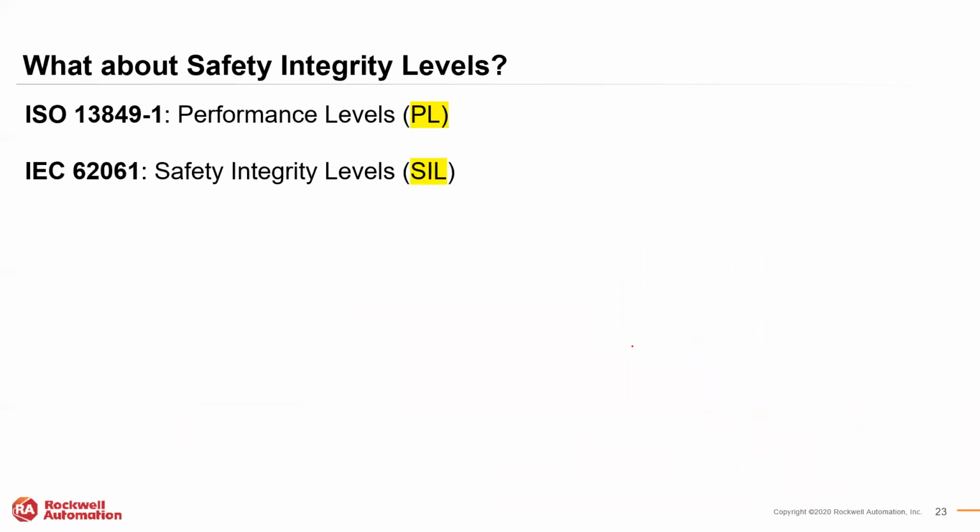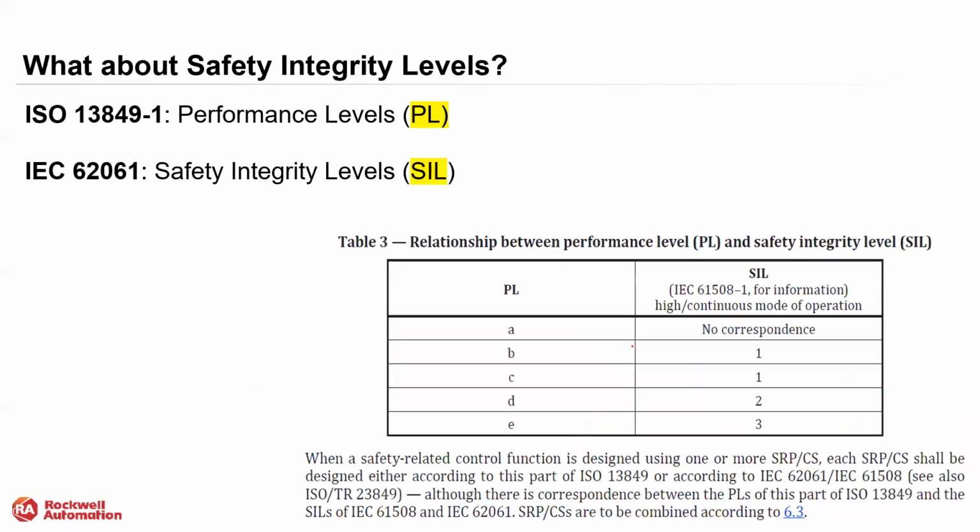So to wrap up and make the tie between performance level and SIL for machinery, there is a table in 13849 Part 1 that helps correlate and say that, for example, if we are performance level D by 13849, then we're probably SIL 2 by 61508 or 62061, the machine standard. So that's a very typical level of machine safety we see being implemented these days.